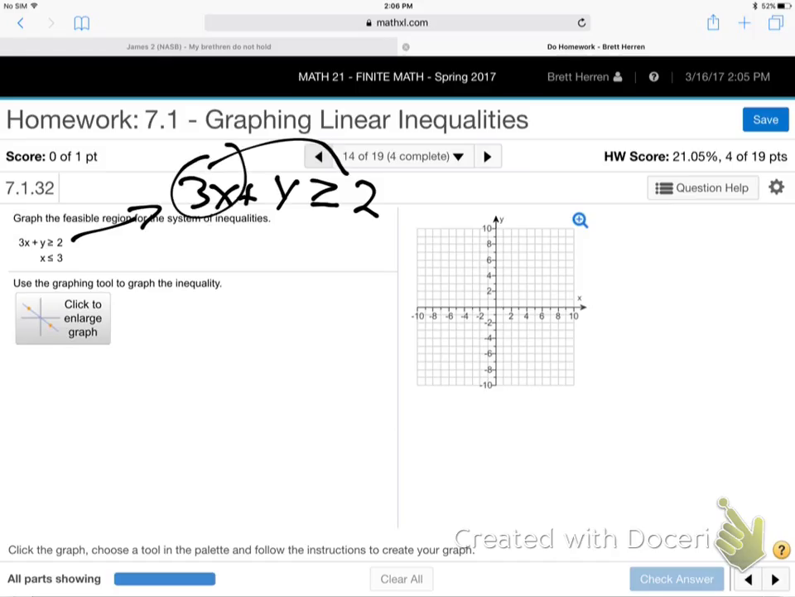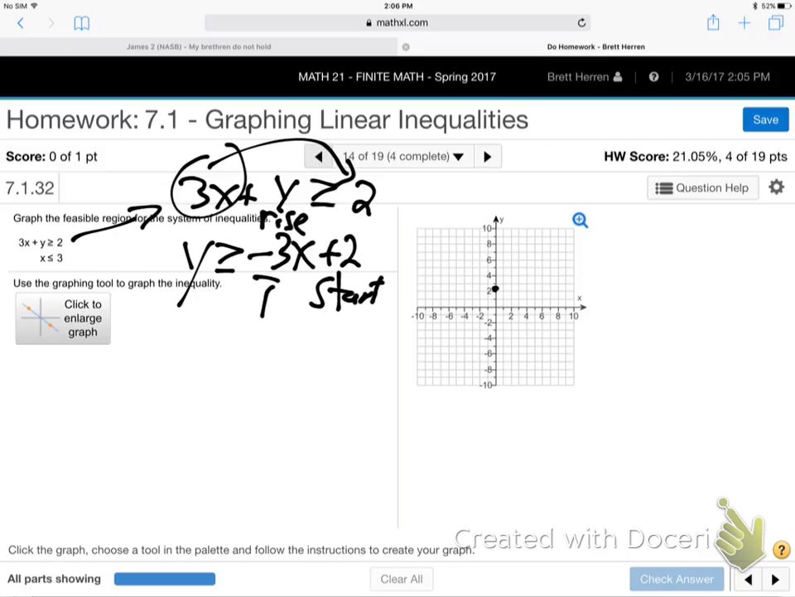I'm going to grab the 3x and jump it over. Becomes minus 3x. Sorry, good. Let me move it out of the way here. It's kind of an old graph. So we started up 2. And then the rise over the run. Down 3 over 1, boom, right down 3 over 1. Everybody good there?